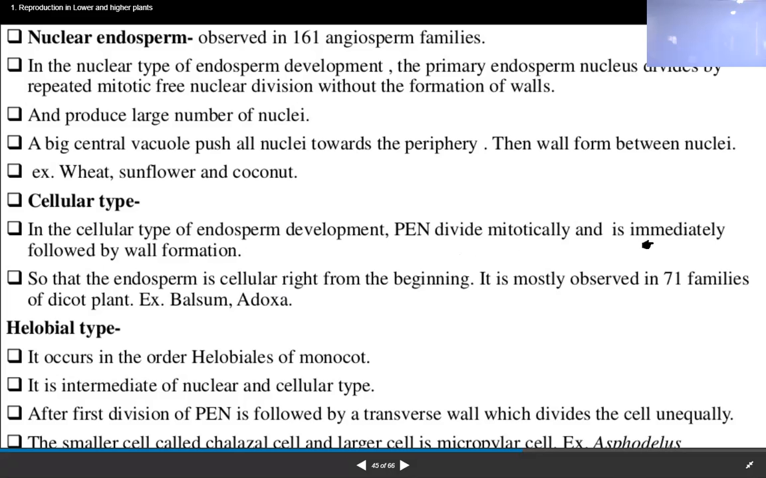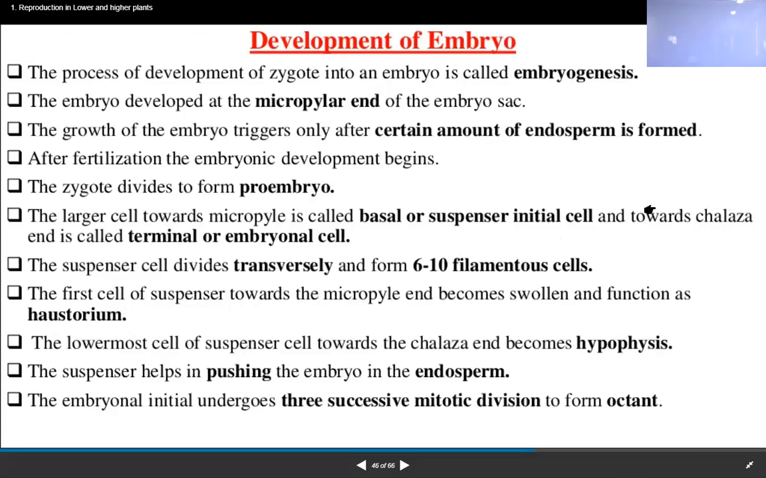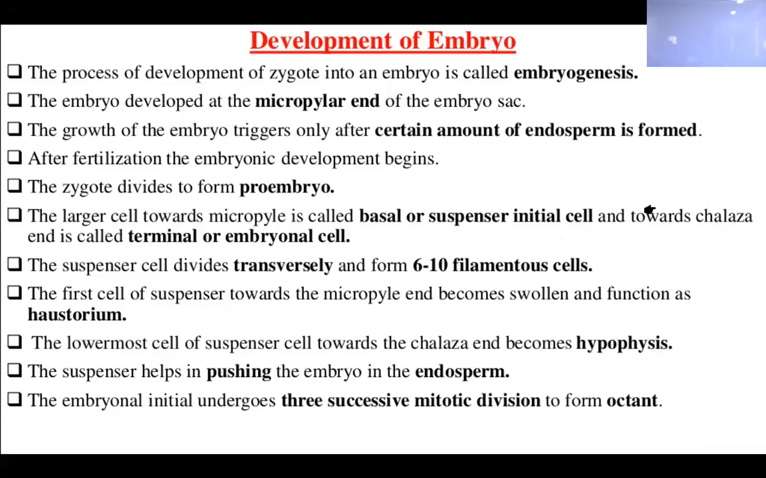Now second part, yes, second one is development of embryo. The process of development of zygote into embryo is called embryogenesis. Embryo, genesis, you have to split the word. Genesis is nothing but formation, formation of embryo. So the process of development of zygote into an embryo is called embryogenesis.